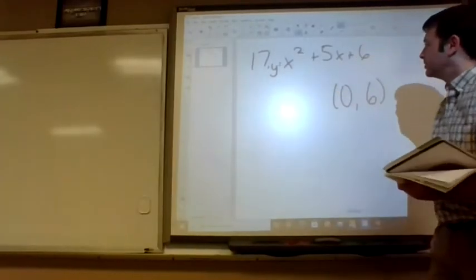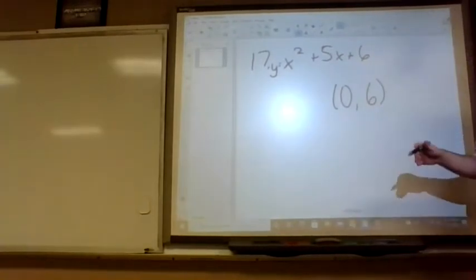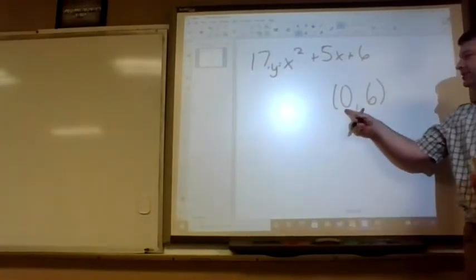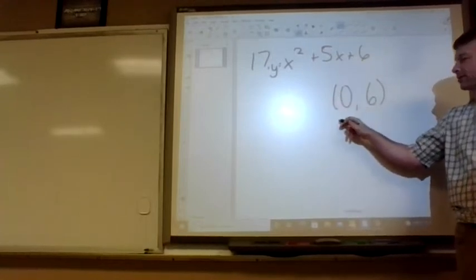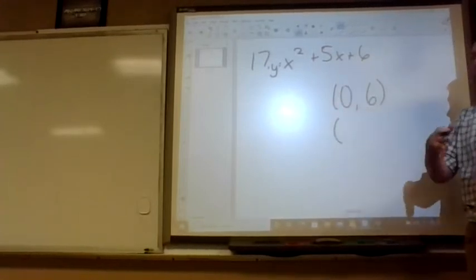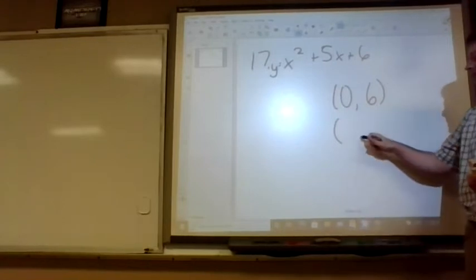Put that in there. So this is the y-intercept. It crosses at 6, basically, on the y-axis. So when we go to make our graph, we're going to have to go up to 6.